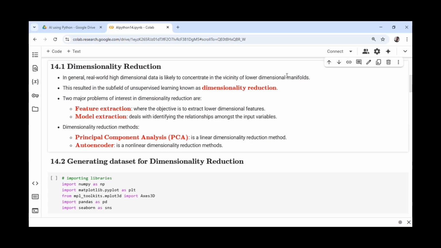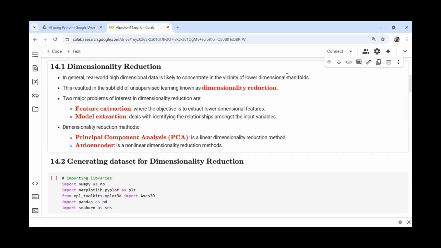The two major problems of interest in dimensionality reduction are feature extraction, where the objective is to learn or extract lower dimensional features from the high dimensional dataset, and model extraction, which deals with identifying the relationships amongst the input variables from an unlabeled dataset.